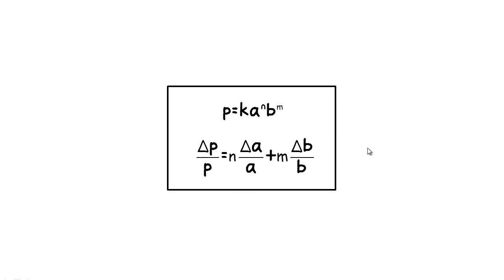I hope you realize now that this rule allows us to get only an estimation of the fractional uncertainty in P. But this estimation is pretty close as long as delta A over A and delta B over B, and all the fractional uncertainties involved, are small.